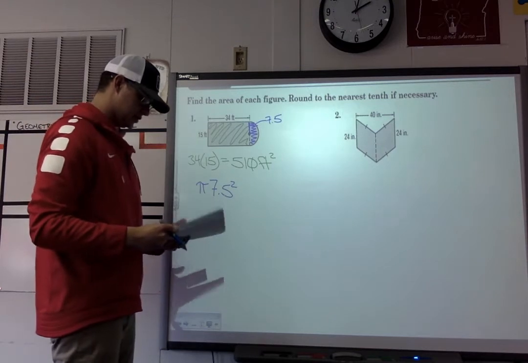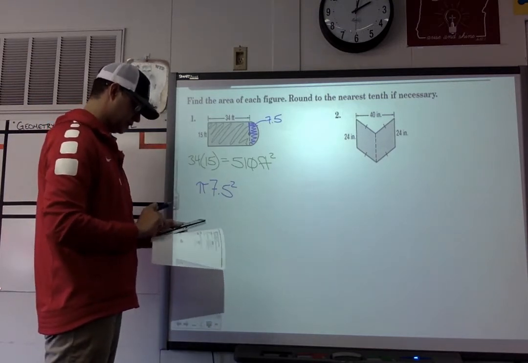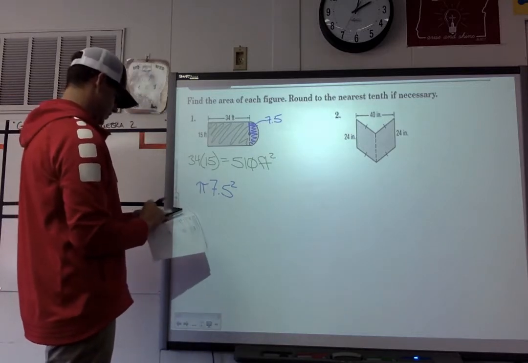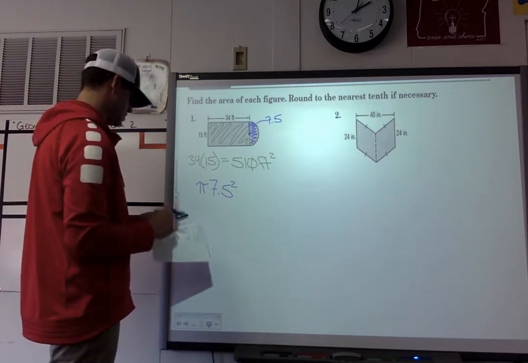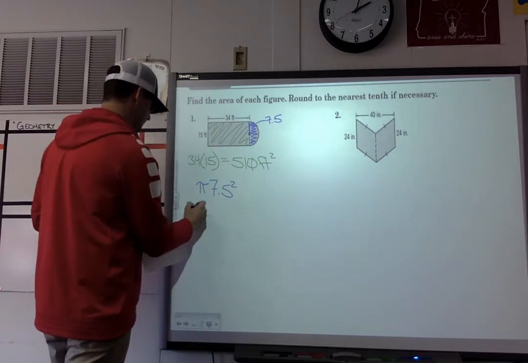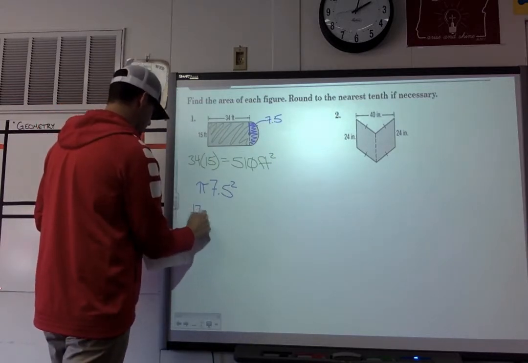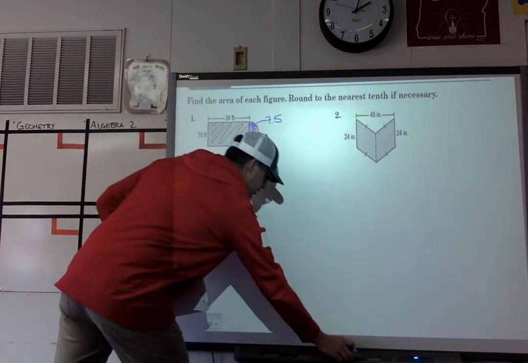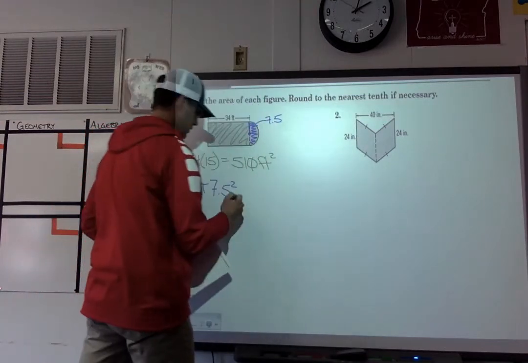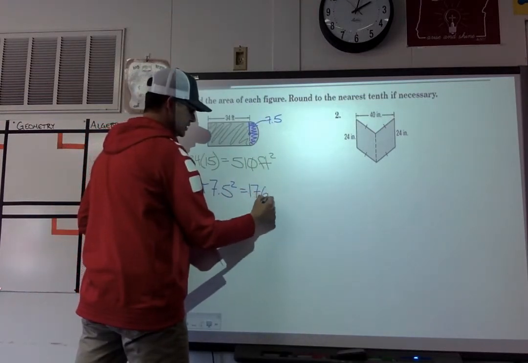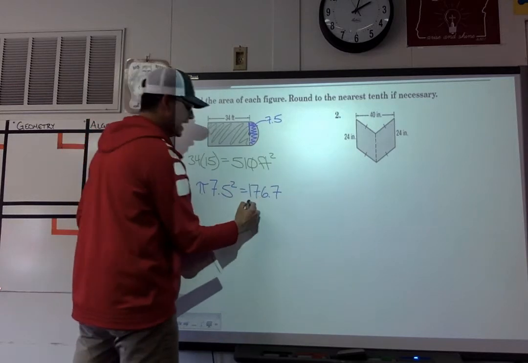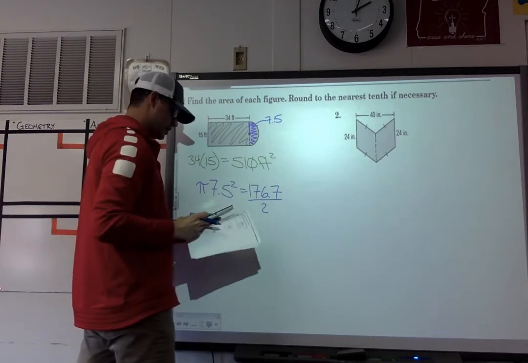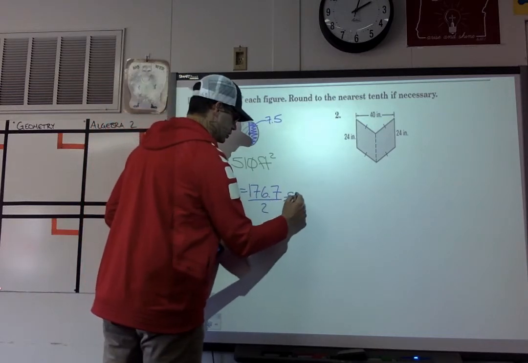So if I go ahead and do 7.5 squared and multiply that by pi, that's going to give me 176.7. Then again, since it's only half the circle, I need to divide that by 2, which gives me an area of 88.4 feet squared.